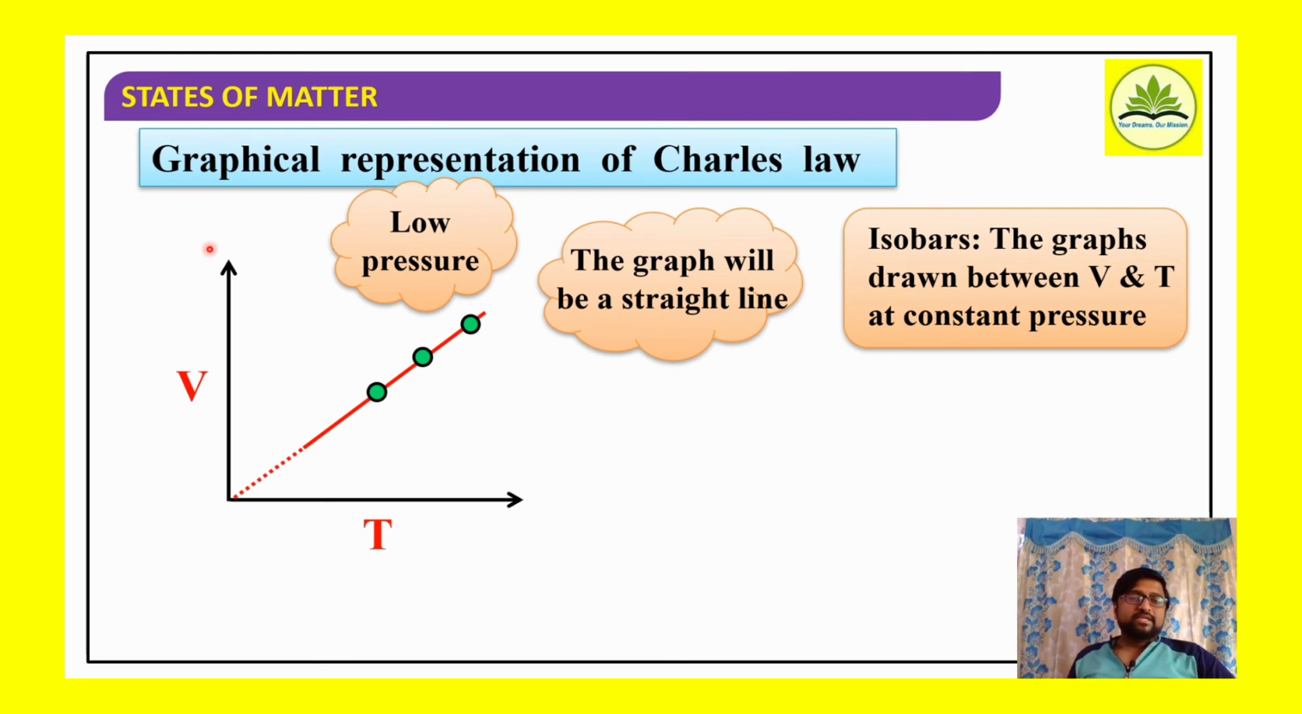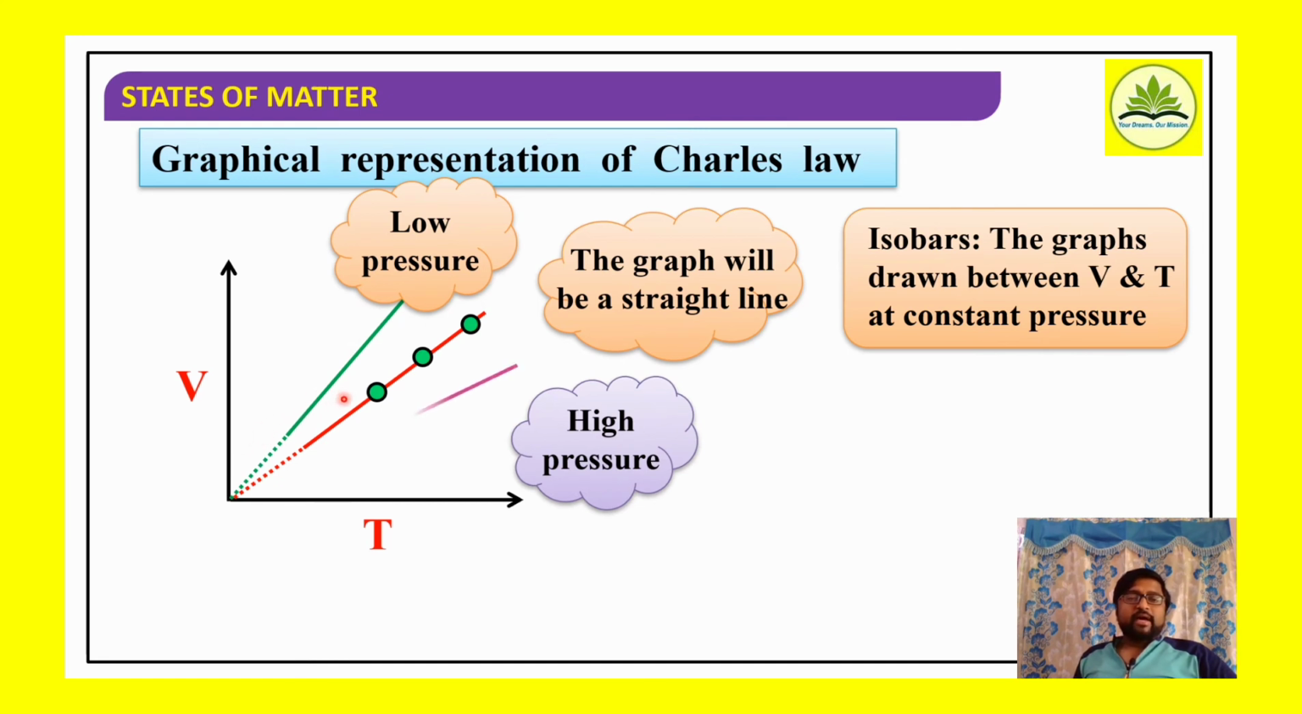Further, consider when the pressure is low. What about the volume? The volume will be high, right? When the pressure is low, the volume of a gas will be high. Therefore, we get straight lines in the upper part of the graph. And when the pressure is high, the corresponding volume will be less. Therefore, we get straight lines below the average line, or on the downside of the graph. So overall, when you plot a graph of volume versus temperature, we get a straight line passing through the origin, right?